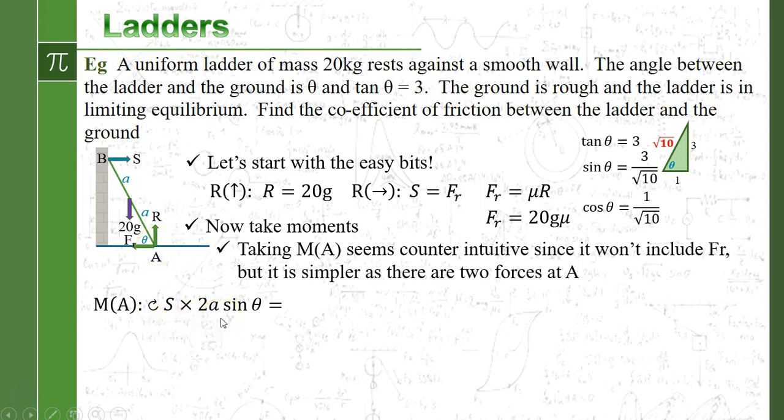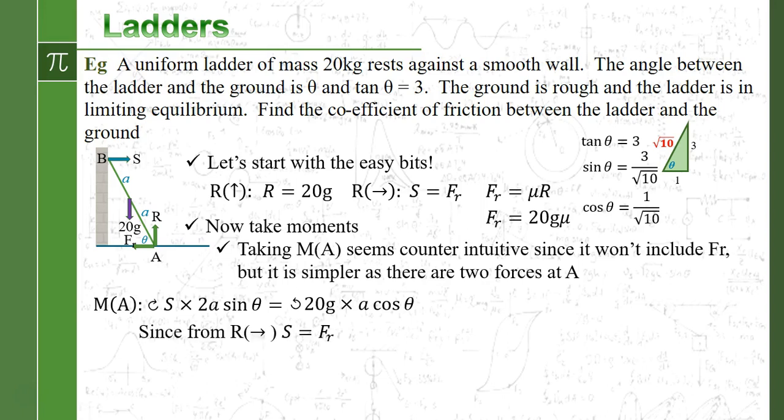And what have we got going anti-clockwise? Well, the anti-clockwise moment is going to come from the weight, so that's going to be 20g. And again, the distance we want is going to be this distance along here to the line of the force. So that's going to be a cos theta. So we've got force times distance, 20g times a cos theta. So that's that bit sorted.